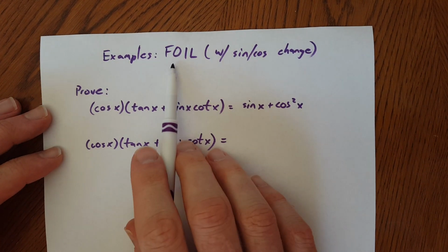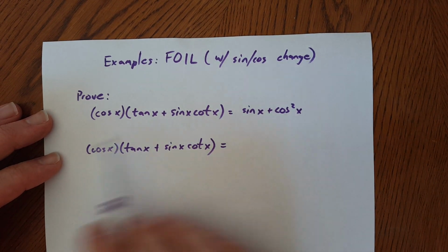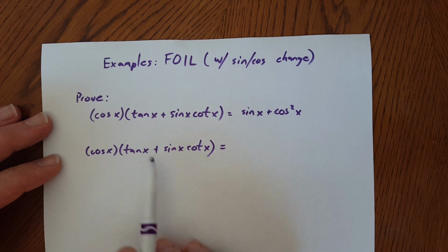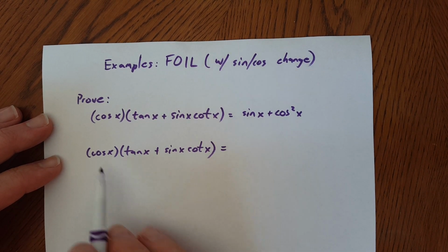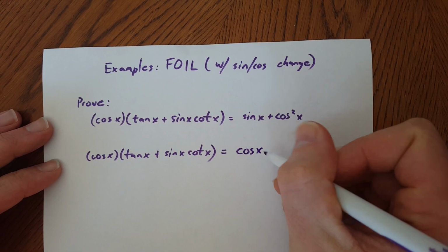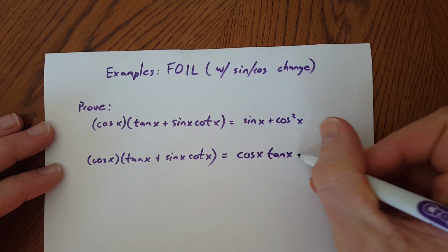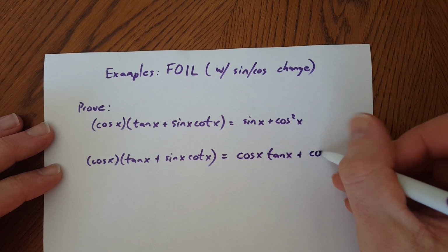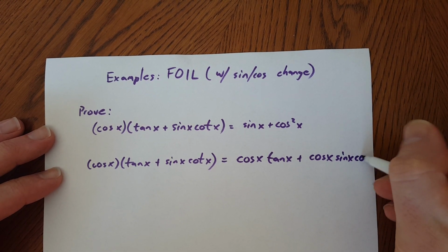Now notice that in my title it says we're going to use FOIL with a sine cosine change. So we are going to distribute in this case, and that's what my first step is going to be, just to distribute this cosine to each of those terms. So that's going to look like we're just doing one step at a time. So it's going to be cosine times tangent plus cosine times sine times cotangent.